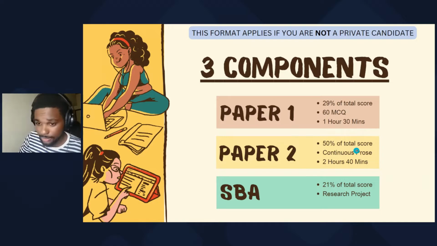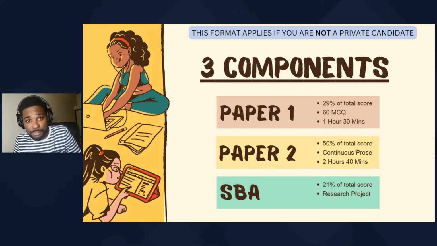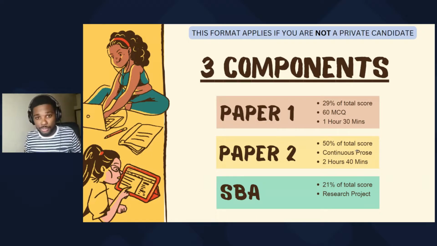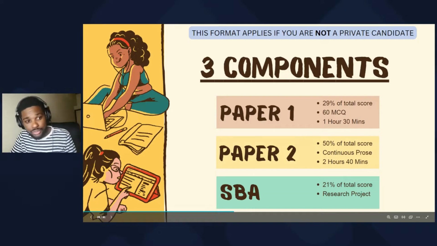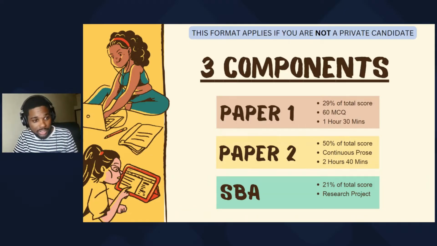Paper two, this is the bread and butter. Paper two is 50% of your total score, and that's continuous prose, which means not short answer, not multiple choice, but long form writing. We're talking essays, we're talking stories, we're talking letters, emails, stuff like that. That's 2 hours, 40 minutes, and that's 50% of your overall grade, right? The SBA is 21% of your overall grade, and that's a research project.